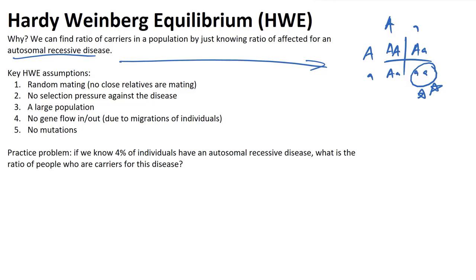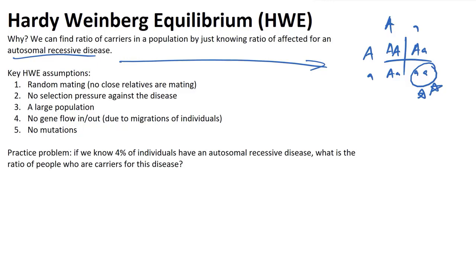These are key things to make note of before you start doing this, and before you go to somebody and say, I know how many carriers are in my population. You need to also say that, based on these assumptions, this is when I can say this. We're going to walk through a practice problem, and it'll let us see the actual equations. If we know that 4% of people in our population have some autosomal recessive disease and it's following the Hardy Weinberg Equilibrium assumptions, we can ask the question, what ratio of people are carriers for this disease?